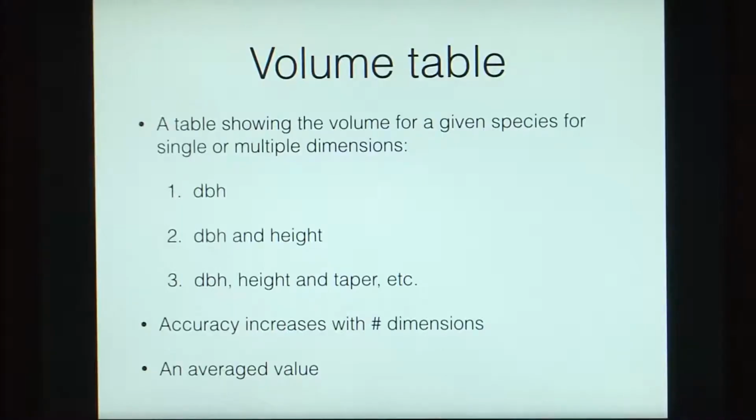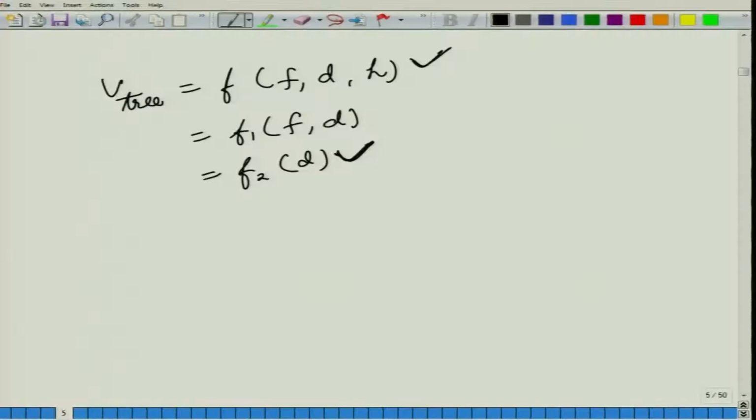So, it says that the volume table can give you the volume in terms of just the diameter at breast height. So, coming to the tablet, this would be the equation. It is giving you the volume of the tree just as a function of the diameter. Now, back to the slides.